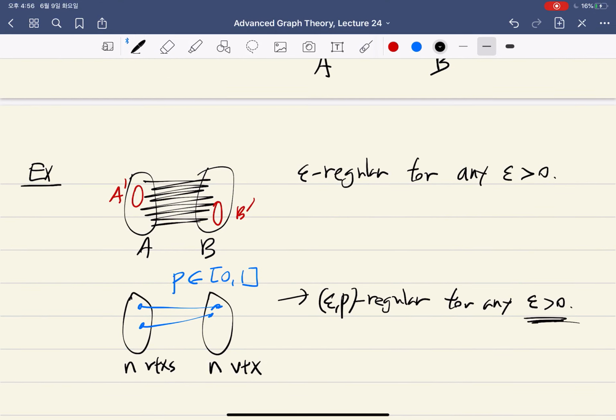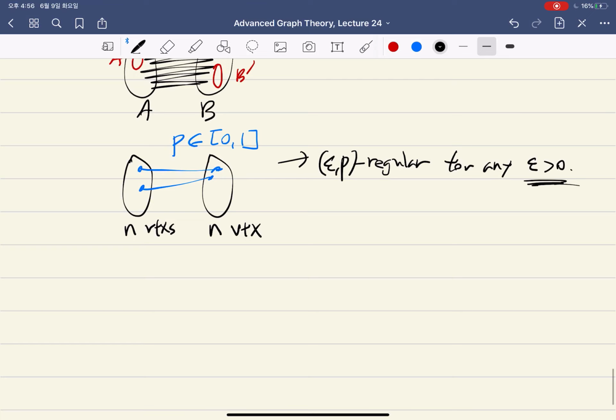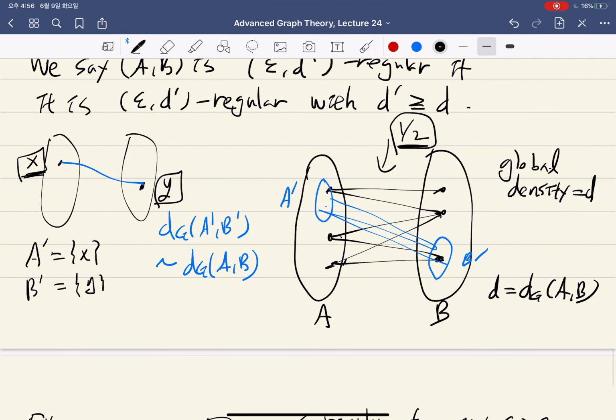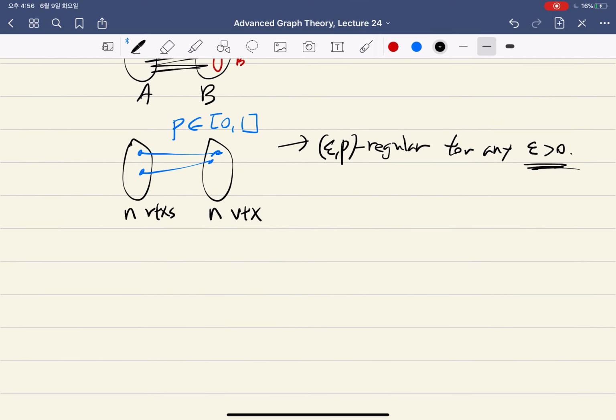You need to get more used to this notion of epsilon regularity. I will put some exercises in the lecture notes or homework so that you can get more familiar with this concept.